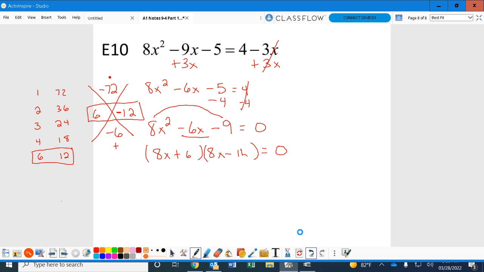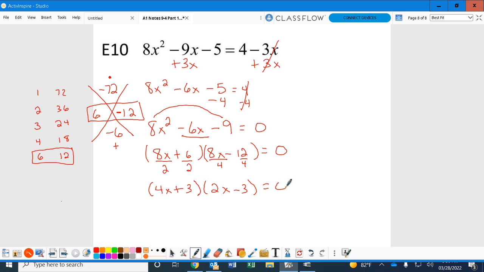Oh, that doesn't look like a 12. From there, we factor out GCFs. You can factor out of these a 2. It's going to leave it as 4x plus 3. Then you're going to factor out a GCF of 8 and 12. They can both divide by 4. That's going to make it 2x minus 3.